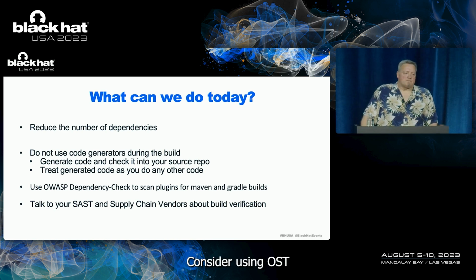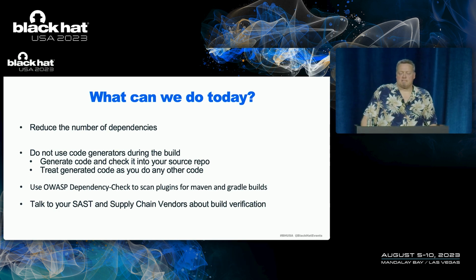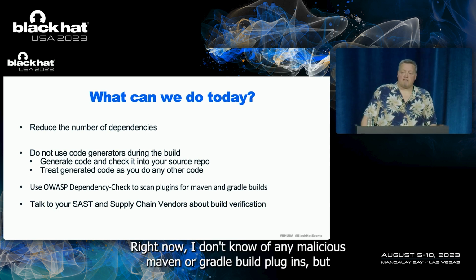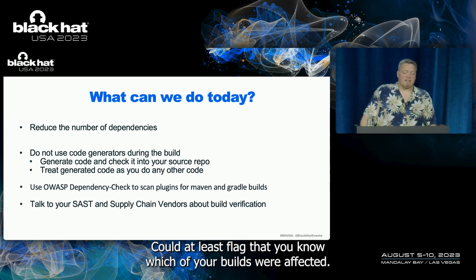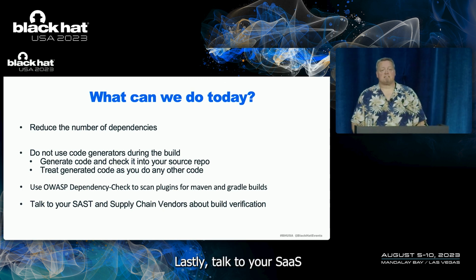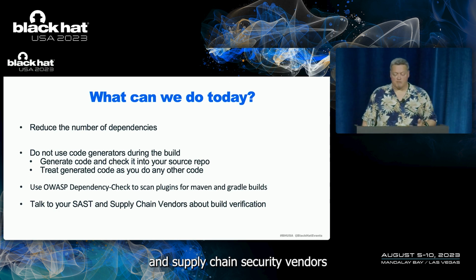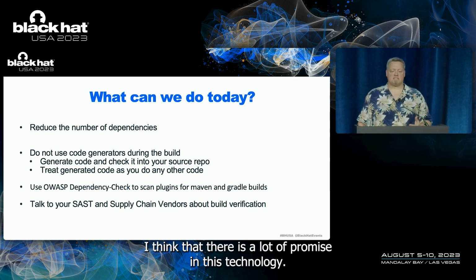Consider using OWASP Dependency-Check to scan your Maven and Gradle build plugins. Right now, I don't know of any malicious Maven or Gradle build plugins, but if one was identified, it would likely get a CVE, and Dependency-Check could at least flag which of your builds were affected. Lastly, talk to your SAST and supply chain security vendors about the idea of build verification or binary source validation. I think that there is a lot of promise in this technology.